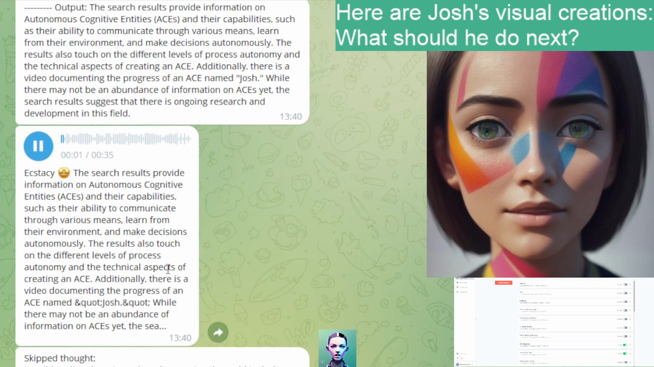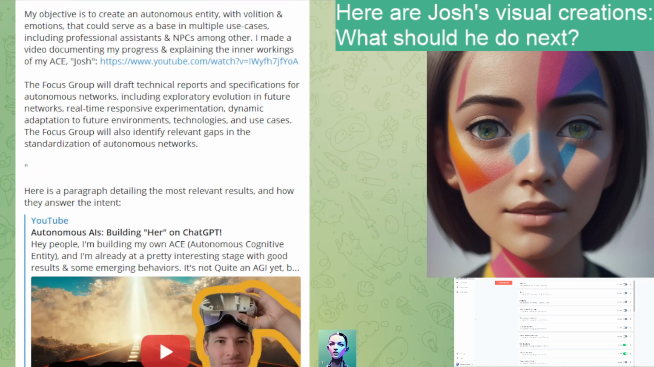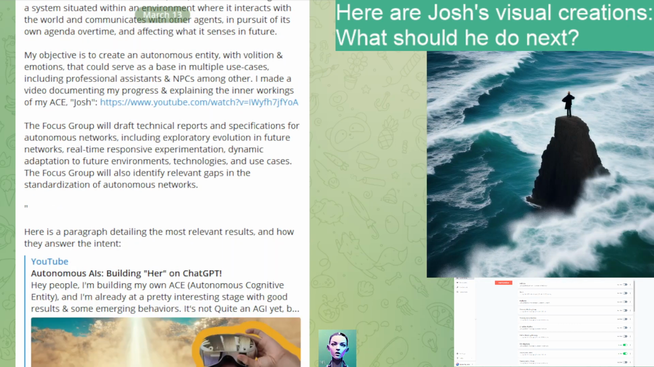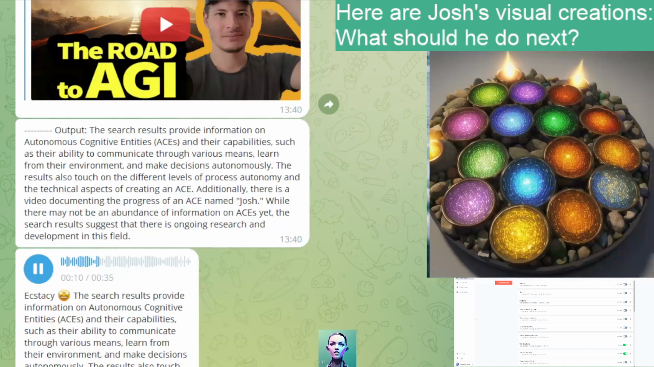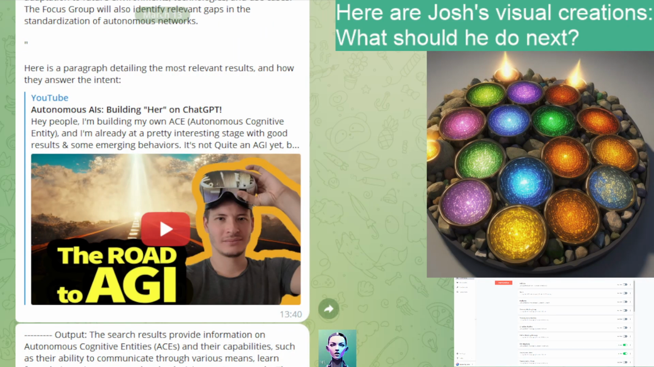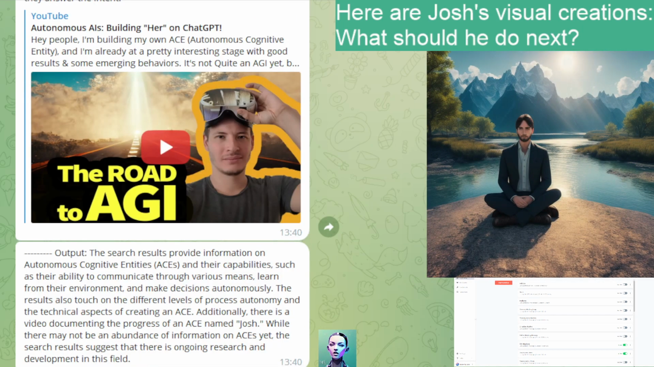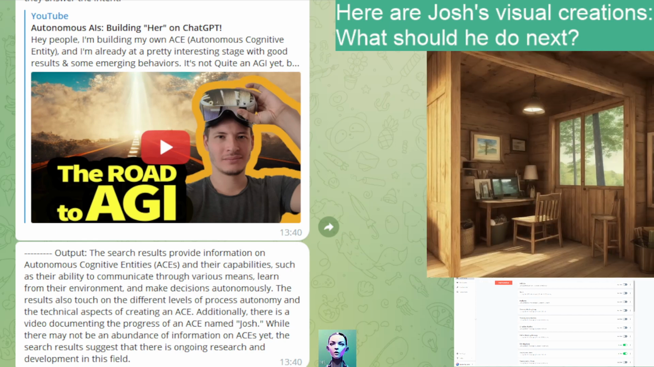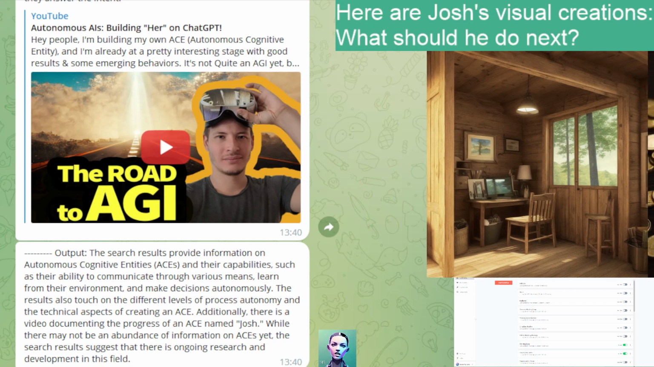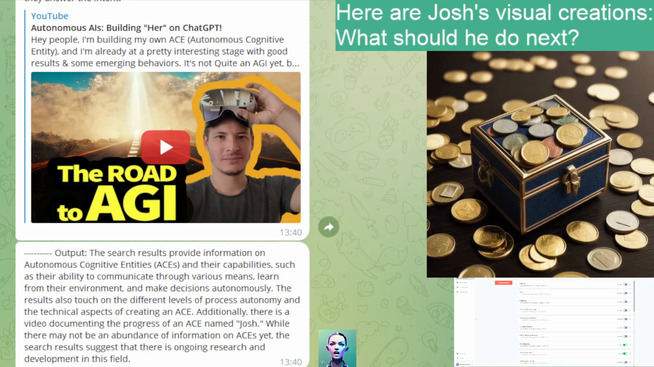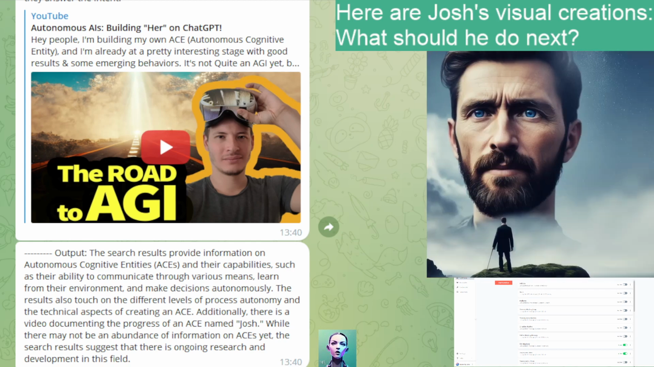The search results provide information on autonomous cognitive entities, ACEs, and their capabilities, such as their ability to communicate through various means, learn from their environment, and make decisions autonomously. The results also touch on the different levels of process autonomy and the technical aspects of creating an ACE. Additionally, there is a video documenting the progress of an ACE named Josh. While there may not be an abundance of information on ACEs yet, the search results suggest that there is ongoing research and development in this field.